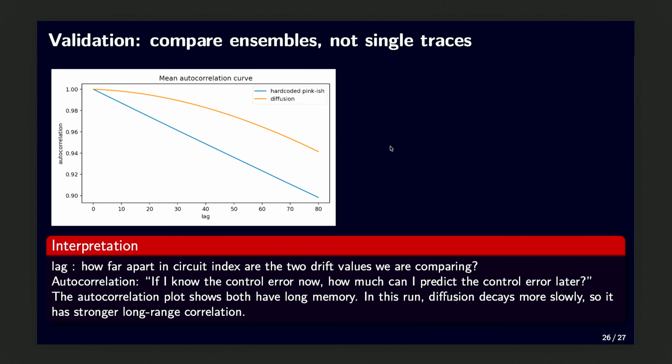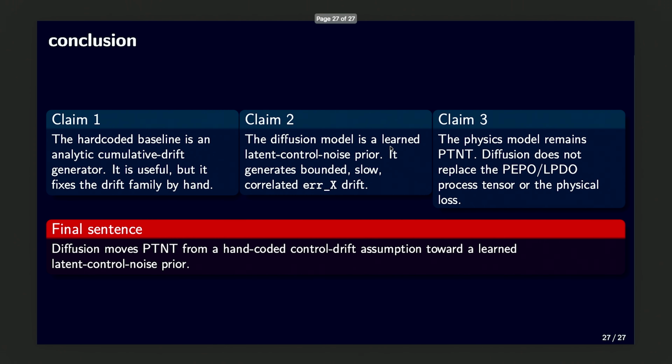As you can see, both of them are really great, the hard-coded one and the diffusion one, but the diffusion is better because it decays more slowly and has a stronger long-range correlation, which is understandable because it's based on the hardware. Diffusion moves the pipeline from a hand-coded control derivative assumption toward a learned latent control noise prior. That's it.